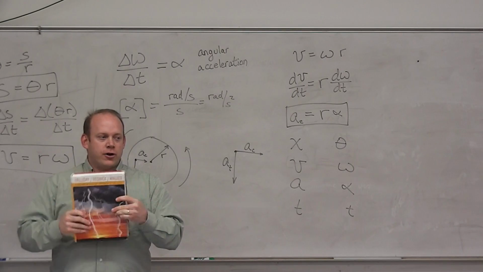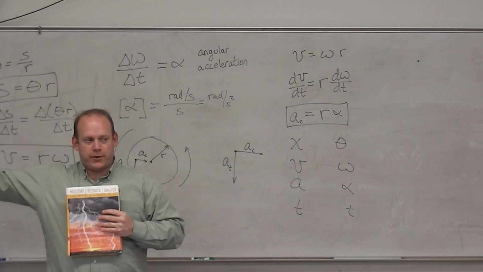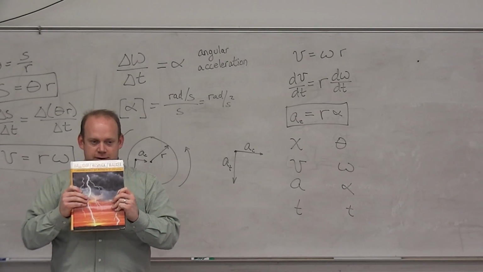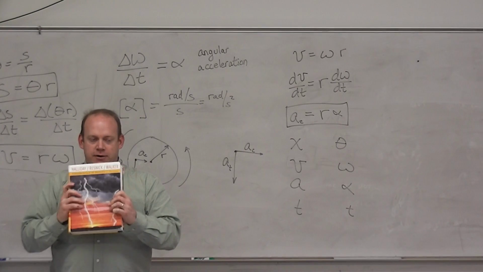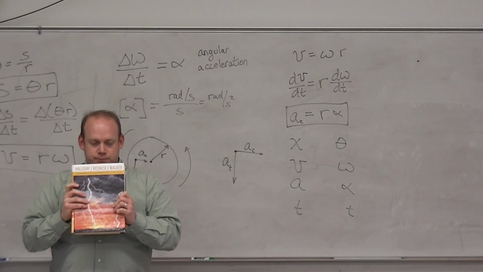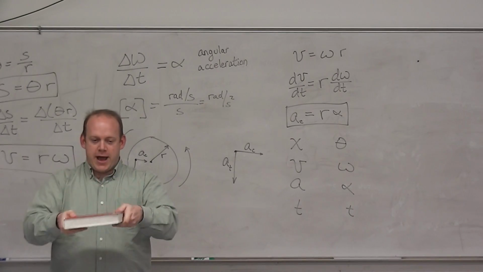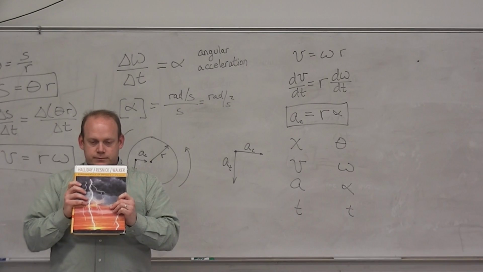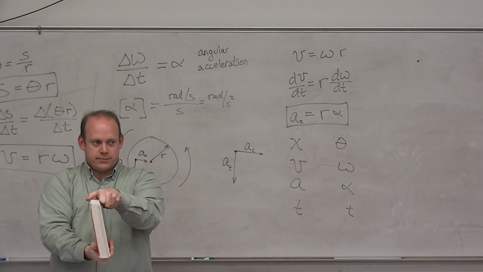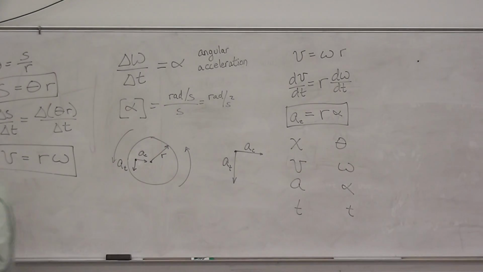A vector, no matter how you add it, A plus B has to equal B plus A. Well, if I do A plus B here, I get this. If I do B plus A, I get this. So you don't get the same thing. All right, so that's going to be our time for that.